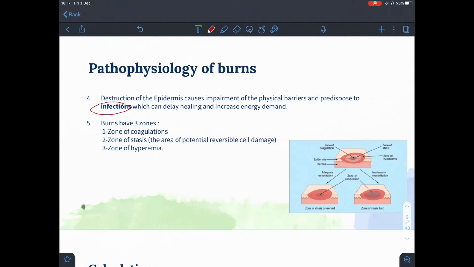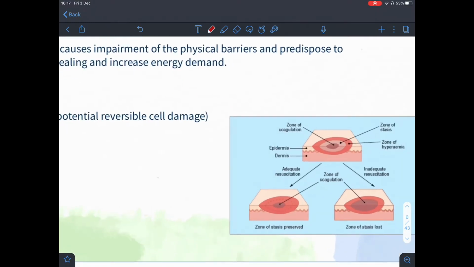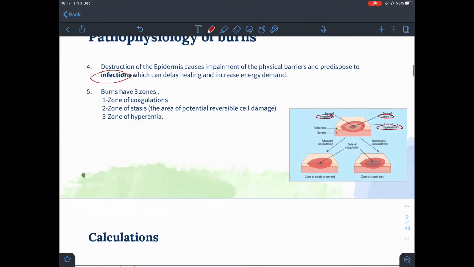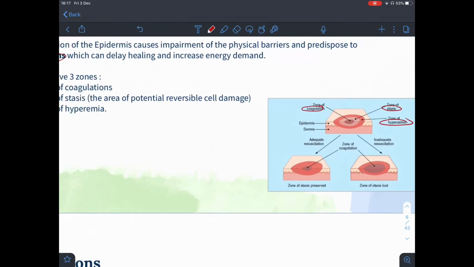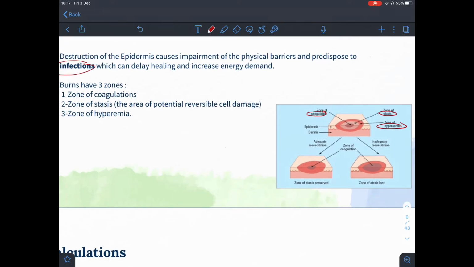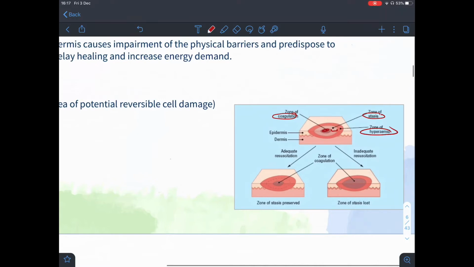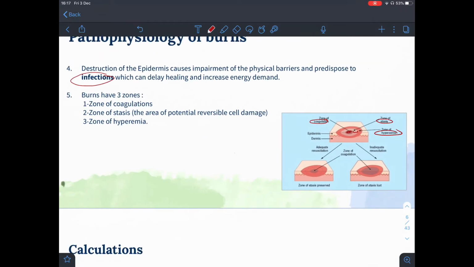Burns generally have 3 zones. The zone of coagulation, the zone of stasis، this is coagulation هذا في النص، this is stasis, and the zone of hyperemia. Okay, the zone of stasis اللي في المنطقة اللي في النص is the area of potential reversible cell damage. So اللي في النص damaged خلاص. This area ممكن يحصل reverse we can reverse the damage or the injury.